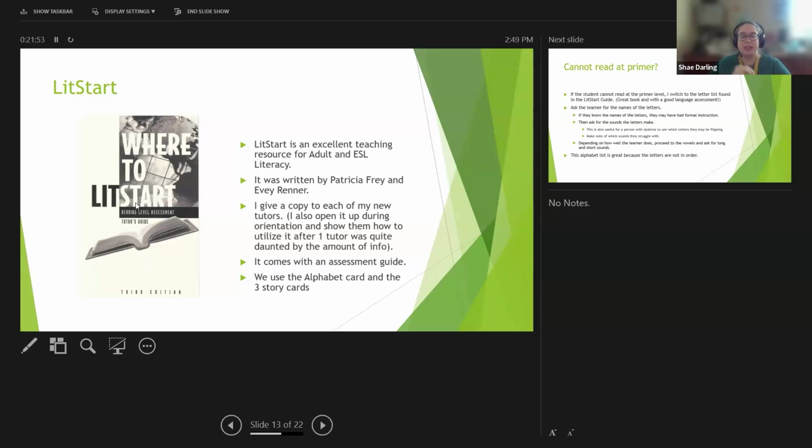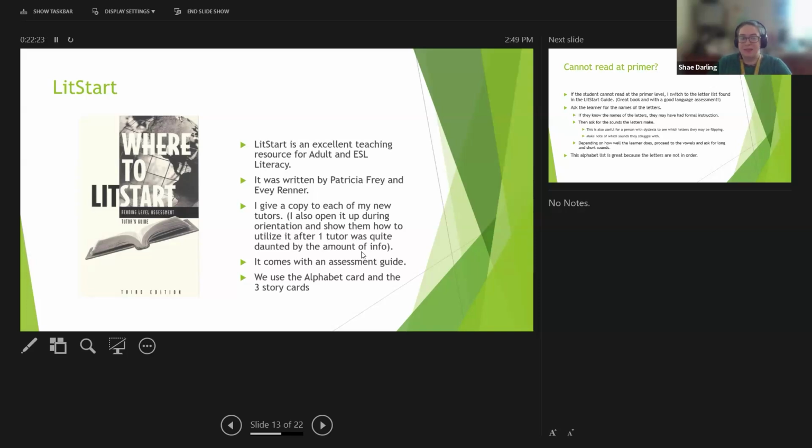I give a copy to every single one of my new tutors during our orientation. And one of my tutors was really daunted by the amount of info in it. So now I actually open up the book during orientation. I say, here, let me show you how to use this book. She was concerned that she had to know all of it because she did not have an educational background. And she was very certain that she's like, oh, I can't tutor. I don't know what any of this is. So we go through how to use it.